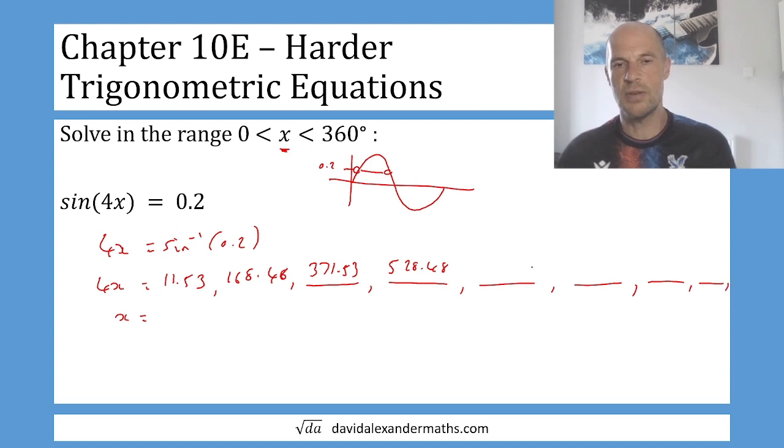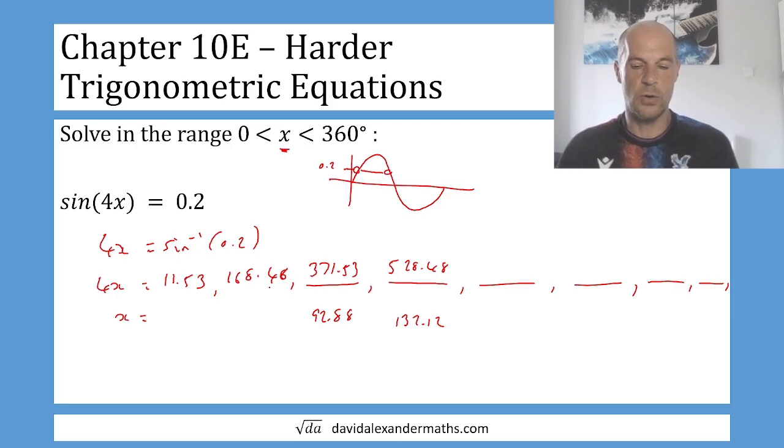Now, if that's too much for you to think about, just keep adding on these values until you go beyond 360. So let's assume you're thinking like that. Let's forget that I said we're getting 8 solutions. So let's work out our x solutions. I've got this value on my calculator, so I'm going to just divide that by 4. So I need to divide all of these by 4. So I'm getting 132.12. 371.53 divided by 4, that is 92.88.